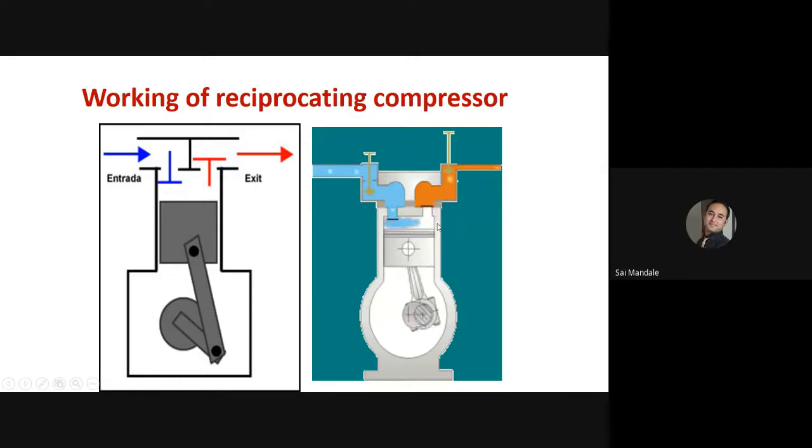When it moves from TDC to BDC, your crank rotates through 180 degrees. I'm repeating, try to understand. Once the piston has moved from TDC to BDC, the vacuum is created inside the cylinder. Because of the pressure difference, the inlet valve is open and whatever air is present outside comes and is trapped in the cylinder. At that time, the crankshaft rotates through 180 degrees.